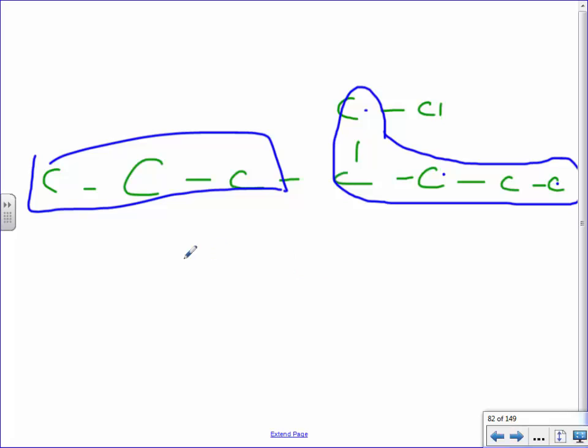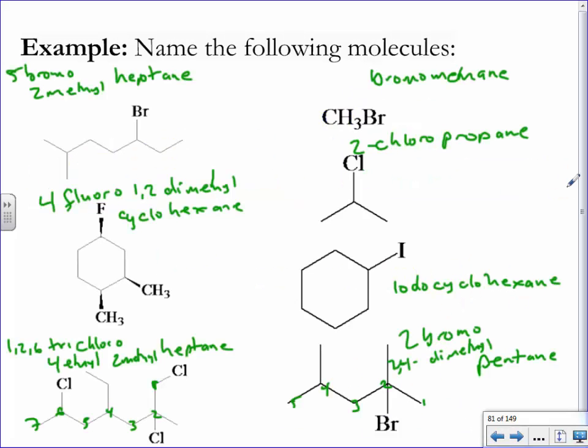So you'd actually name this as a 1-chloro, a chloro 1, 2 propyl. And then 5 in a row would make it a pentane. So, anyways, that's why I wanted to point that one out. It's a good learning moment.